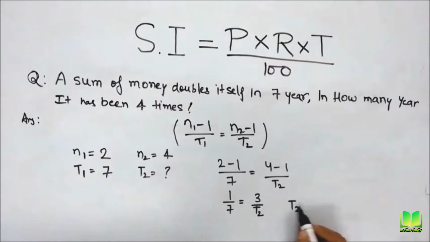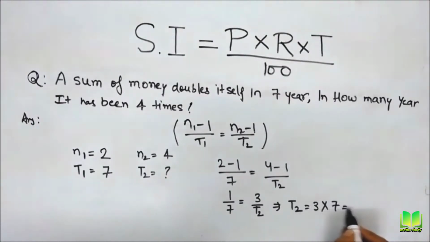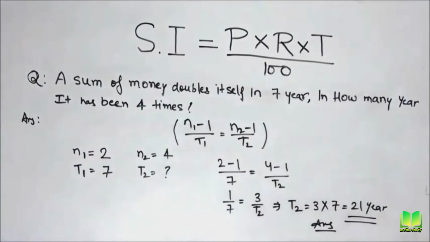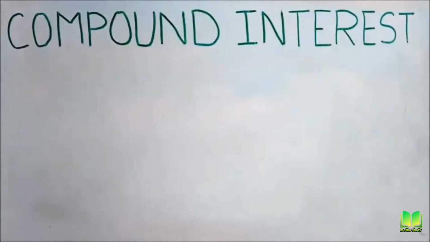Then t2 is equal to 3 into 7, that is 21 years. This is our answer. As we discussed, the simple interest is the same for the same time, but in case of compound interest this does not happen. In compound interest, the interest varies according to the time.